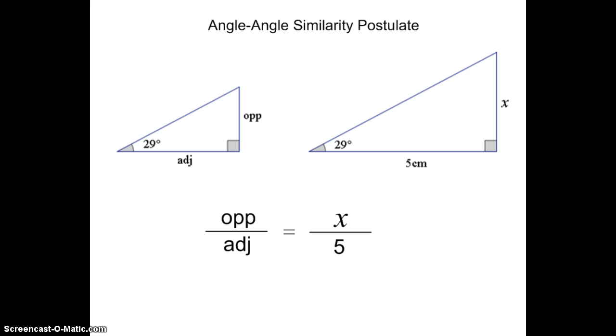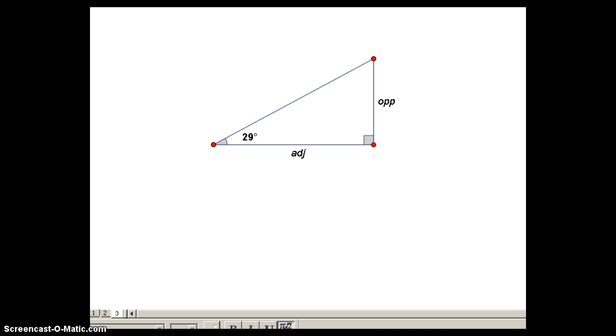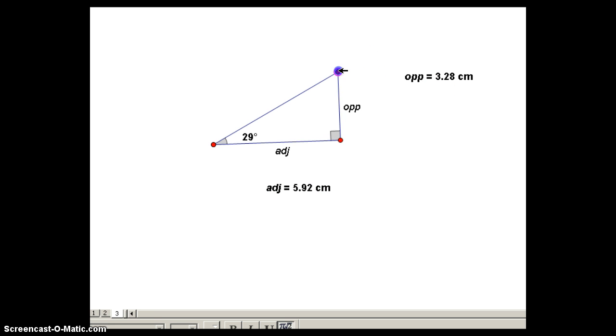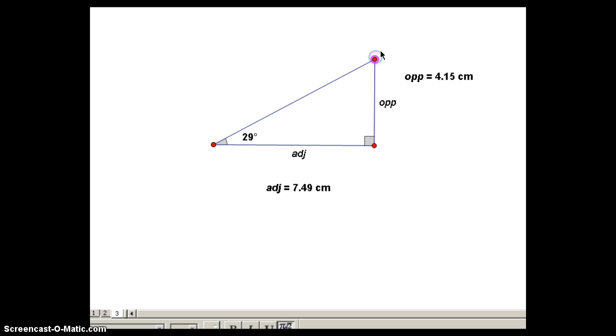So now we've got a proportion, which is also an equation, and if we only knew what the value of the opposite and the adjacent were, we could then solve for x because we'd only have one variable. So here in Sketchpad we've got another triangle with a 29-degree angle and a right angle, and we have the opposite side length measured, and we also have the adjacent side length measured, and it doesn't really matter how big or small the triangle is. All these triangles, every time I stop, we've got a triangle that is similar to the other triangles.